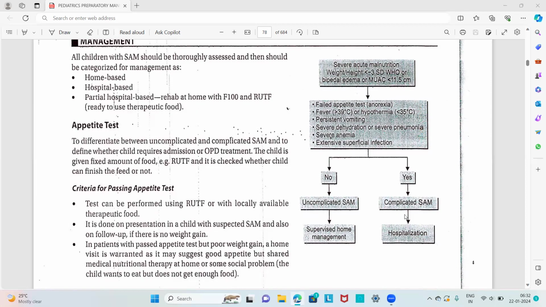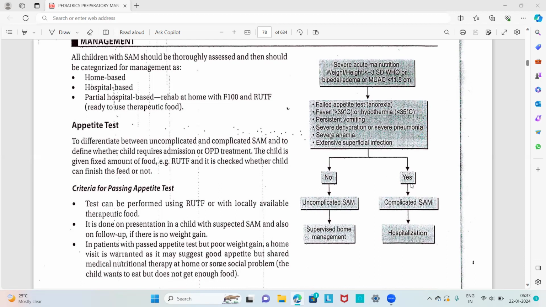So hospitalization is required. But if there is a passed appetite test, no fever or hypothermia, no persistent vomiting or severe dehydration or severe pneumonia, no severe anemia or extensive superficial infection, and all of these are absent, it is termed as uncomplicated severe acute malnutrition, and it has to undergo supervised home management. There is no need for hospitalization. So for uncomplicated severe acute malnutrition, there will be supervised home management, but for complicated severe acute malnutrition, we have to hospitalize the patient.